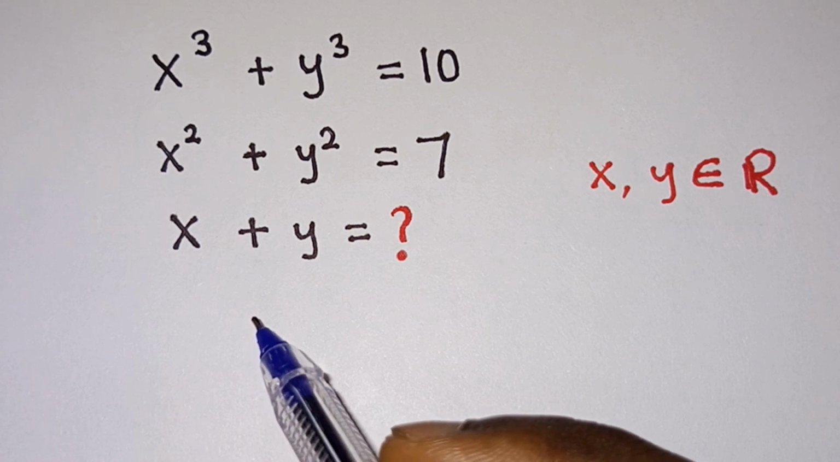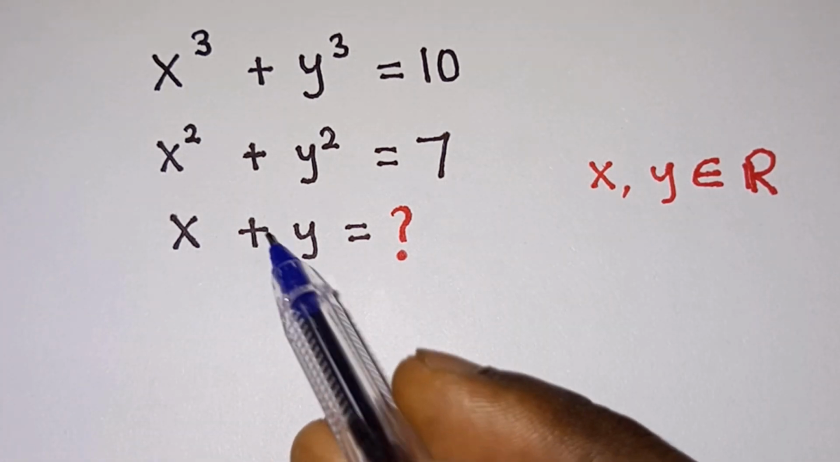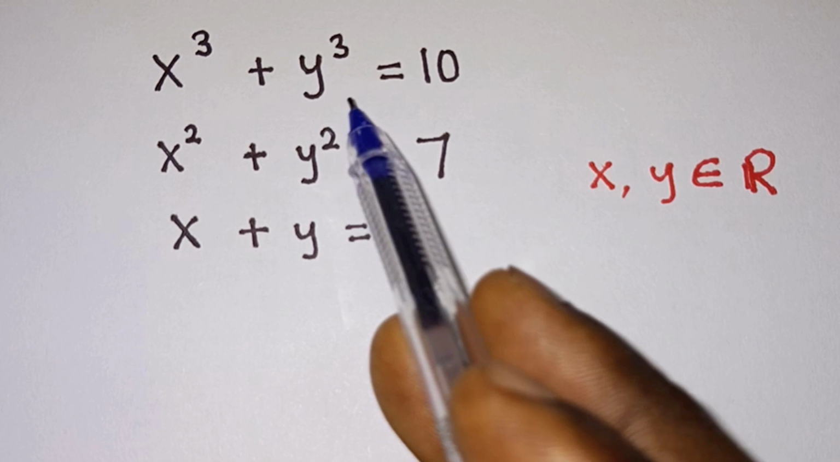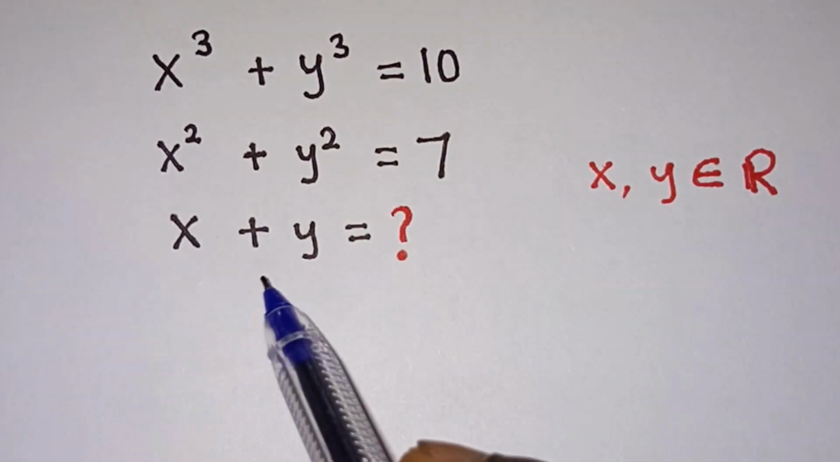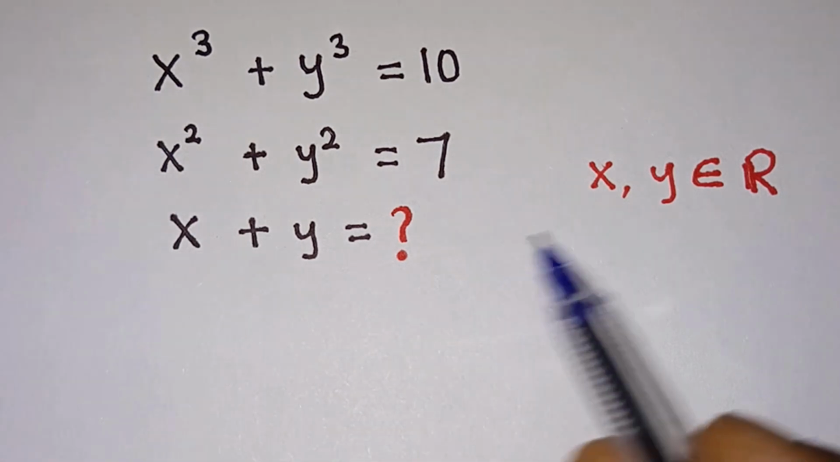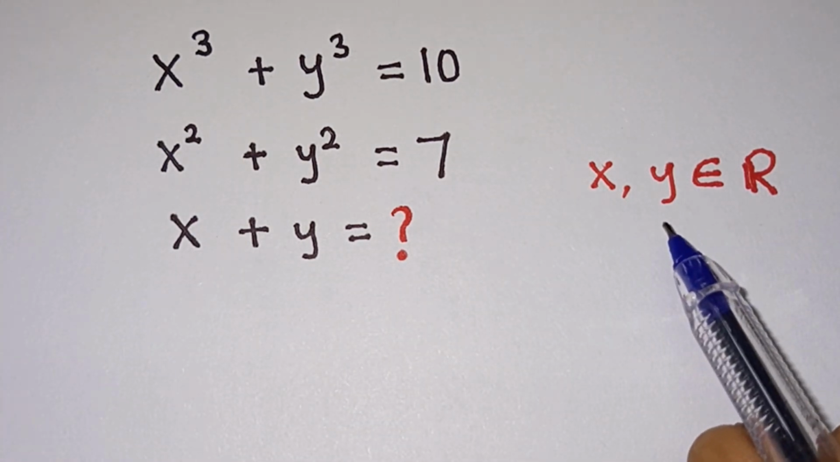Hello everyone, in this video we are given this interesting problem. x cubed plus y cubed is equal to 10, x squared plus y squared is equal to 7, and we have to find the value of x plus y, where x and y are real numbers.